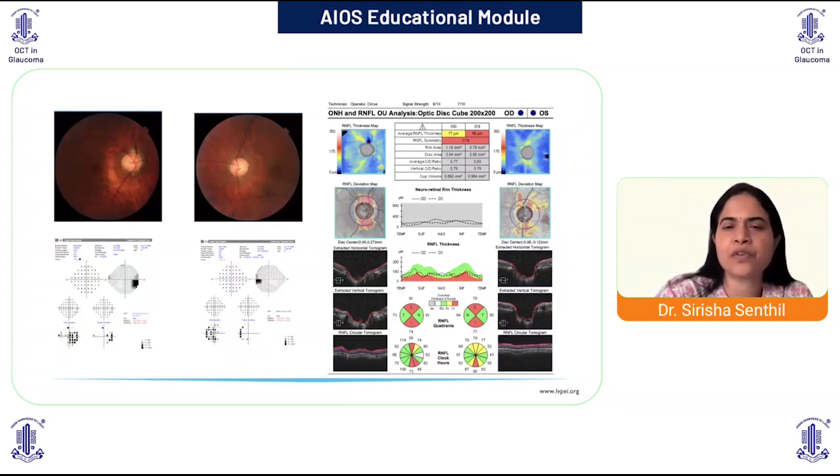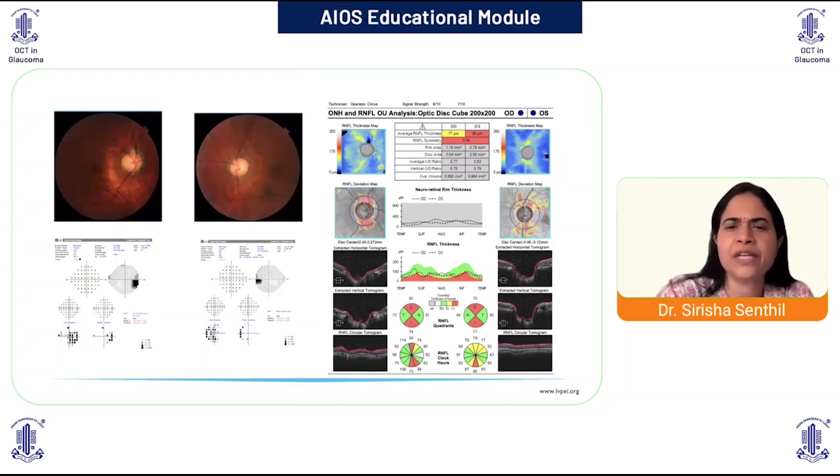So if you look at the OCT here, the disc area which is shown is 3.04 in the right eye and 2.60 in the left eye. So there is quite a large disc on the right side and also a large disc on the left side, but the right is larger than the left. And this is also clearly seen on the clinical photograph.